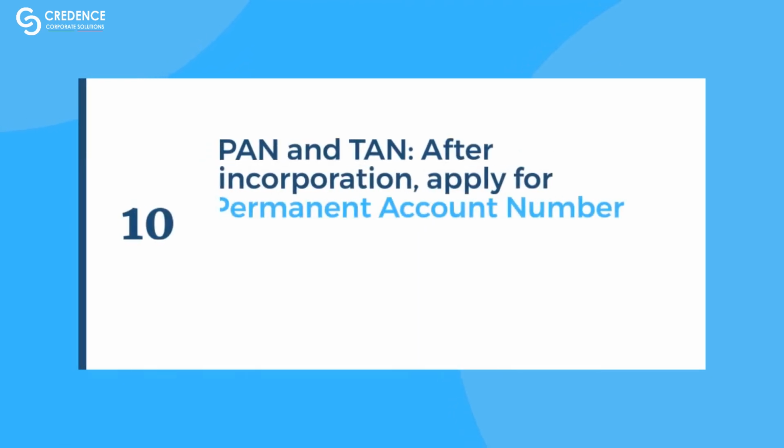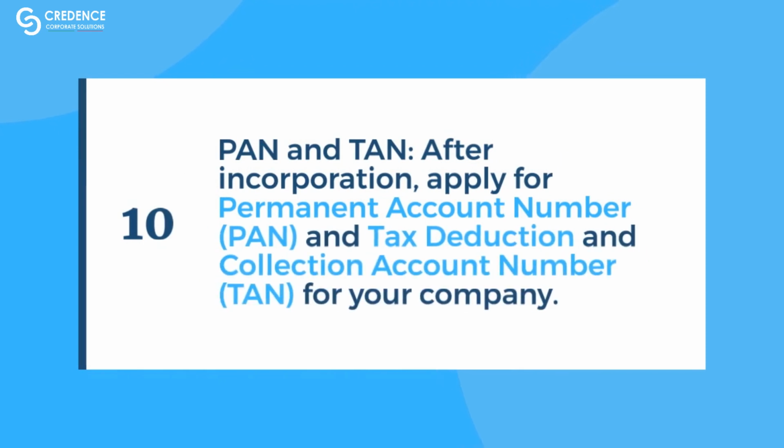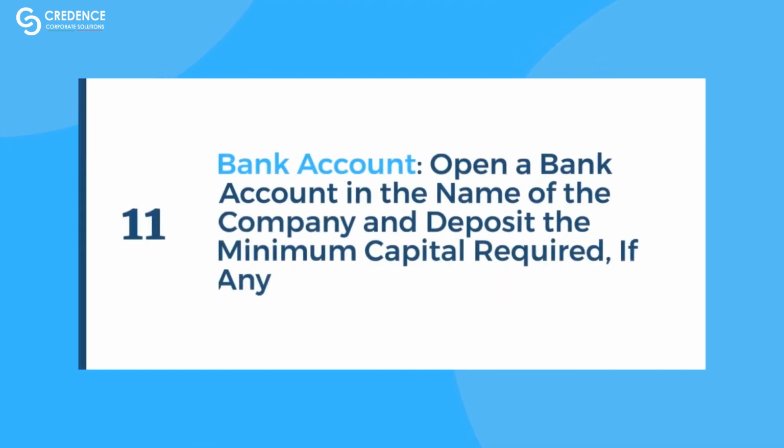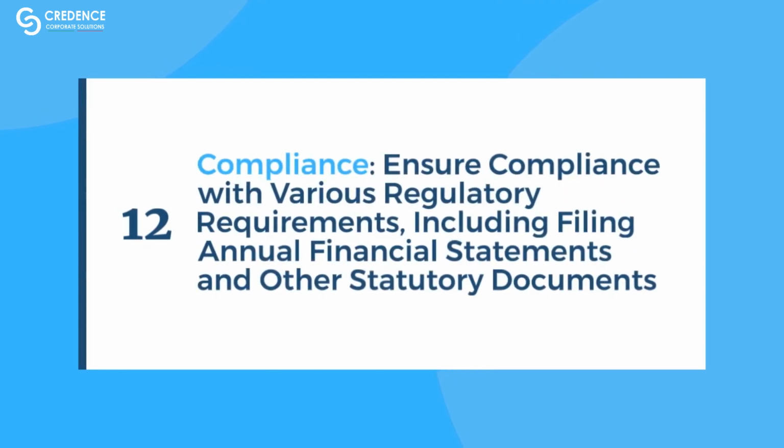10. PAN and TAN. After incorporation, apply for Permanent Account Number, PAN, and Tax Deduction and Collection Account Number, TAN, for your company. 11. Bank account. Open a bank account in the name of the company and deposit the minimum capital required, if any. 12. Compliance. Ensure compliance with various regulatory requirements, including filing annual financial statements and other statutory documents.